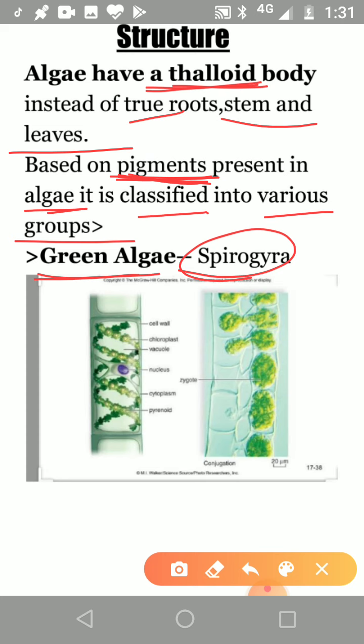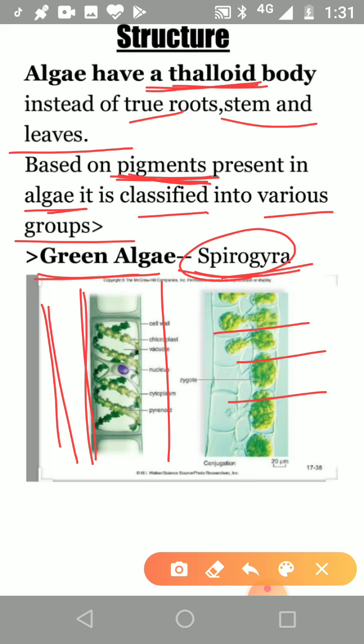As you can see in this picture, the green algae, a common example, is Spirogyra. There are many more, but Spirogyra is very common. So green algae, Spirogyra. As you can see in this picture, it is a straight body and they are segmented. It is floating in the water like a ribbon. So they are straight ribbon-like structures and they have segments 1, 2, 3, 4. These are the segments of Spirogyra. So that is about green algae.